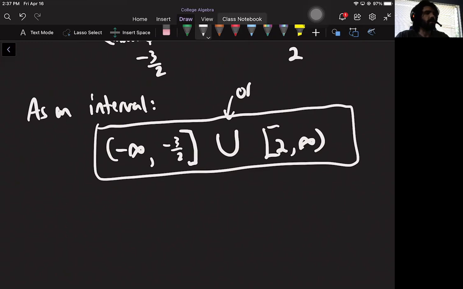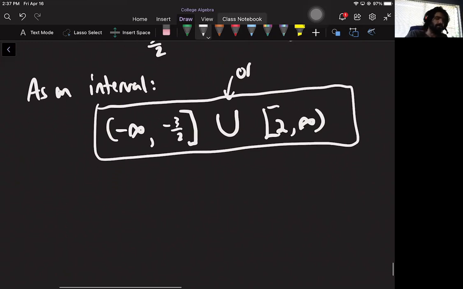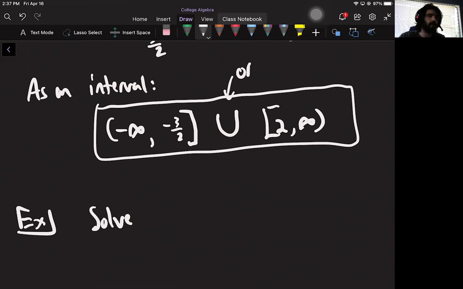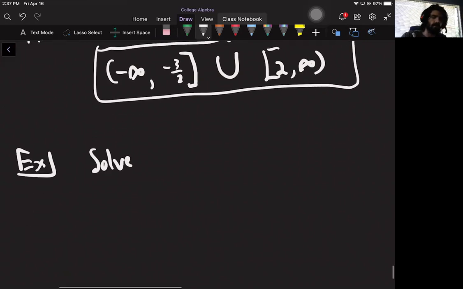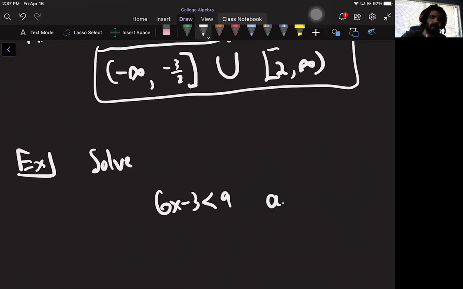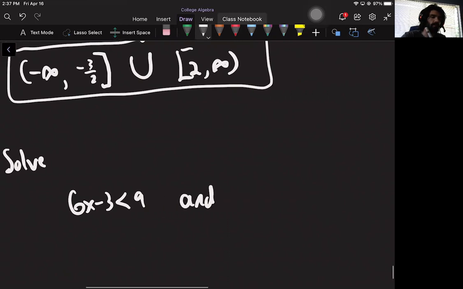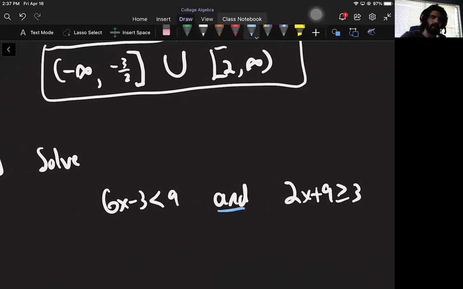Okay, so then this last example is sort of the opposite of this example. So I said you could use the word or, but I also said you could use the word and they have very specific math definitions. So the other type of thing you'll get is something like this. Solve 6x minus 3 is less than 9. And instead of or, 2x plus 9 is greater than or equal to 3. So this word and means something different than the word or.